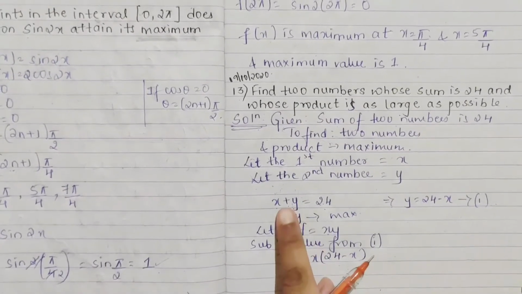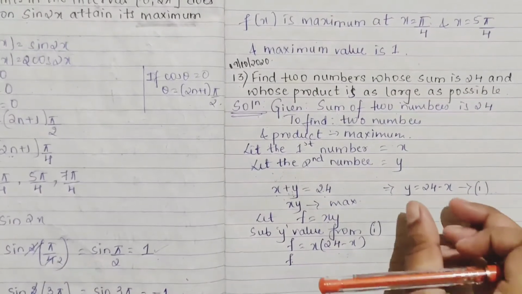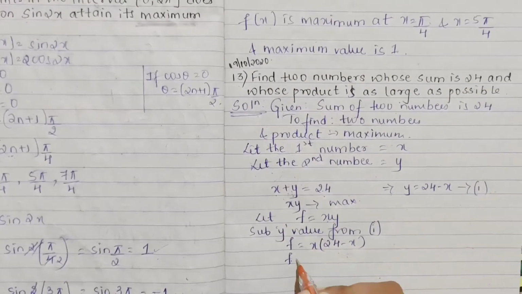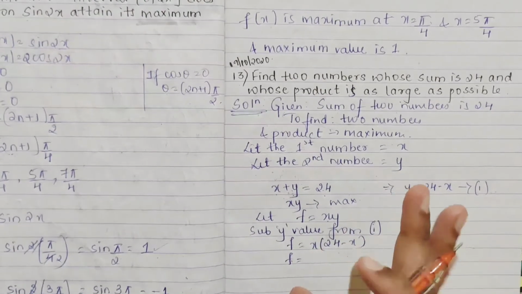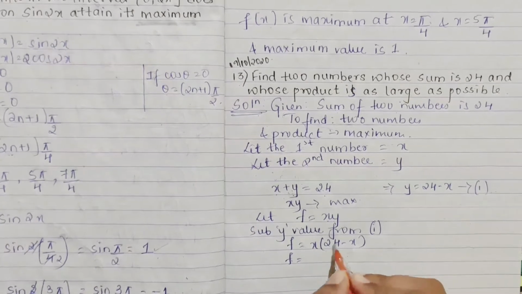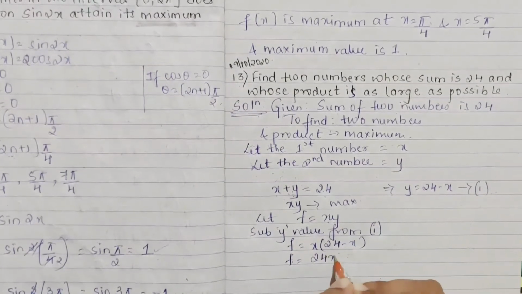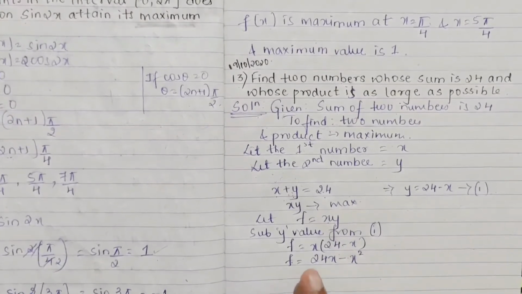Either you can do it for x, it is left to you, not that you have to take it the way I have taken it. You can do any method, it is left to you until you get the proper solution. So we are multiplying 24 into x, which is 24x, minus x into x, which is x square. So you have got f.